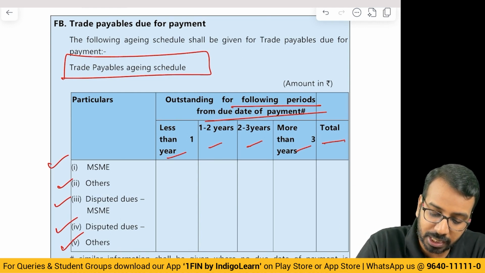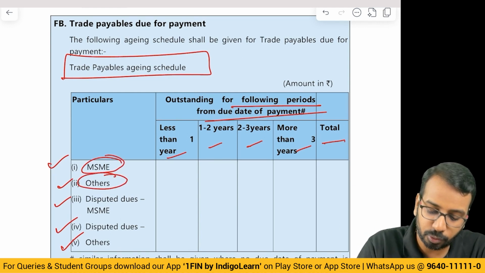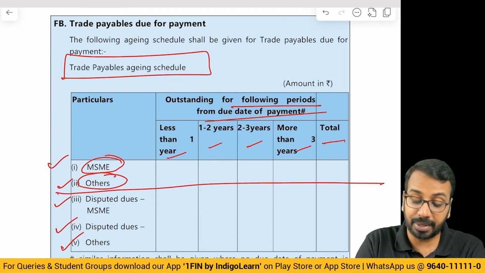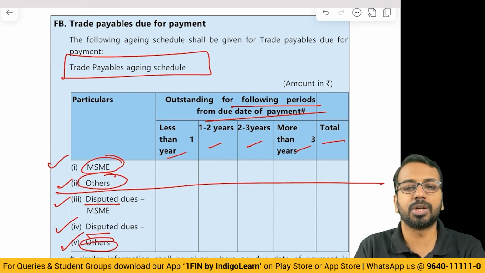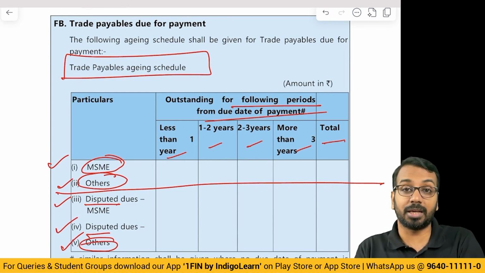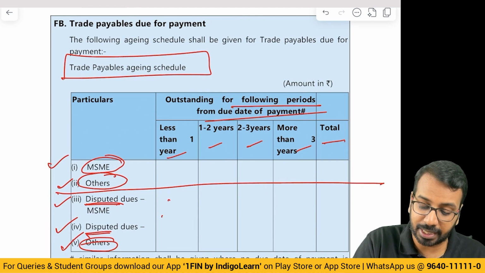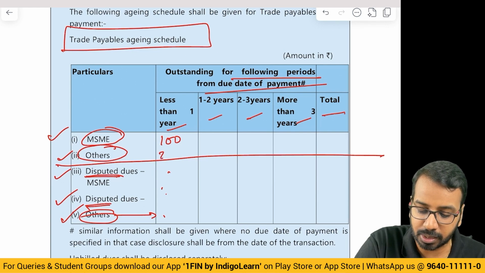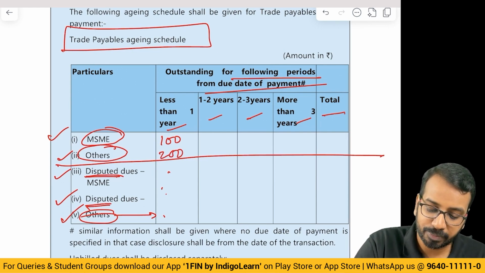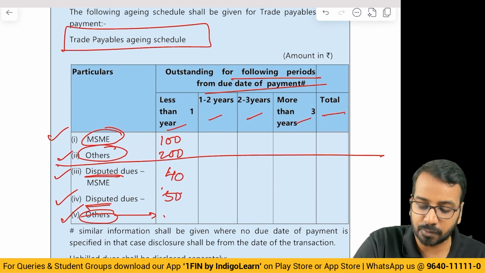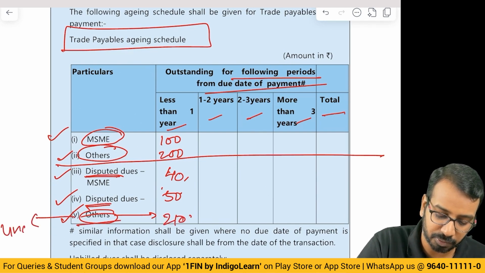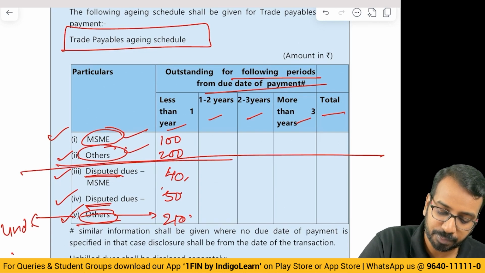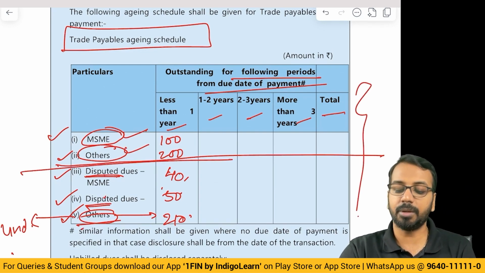Meaning to say, what is the amount due to MSME? What is the amount due to others? So this is one category. Then breakup of how much is disputed, how much is undisputed. Disputed means there is a dispute between you and the other party. So how much is the disputed payable, that you have to segregate separately, and balance will fall under others. So for example, due to MSME 100, others 200, total is 300. Out of this, MSME dues which are disputed is 40, others disputed due is, let us say, 50. So 50 plus 40, 90. 300 minus 90, 210 is undisputed. So two categories: due to MSME, others, disputed and undisputed. This aging schedule has to be given.